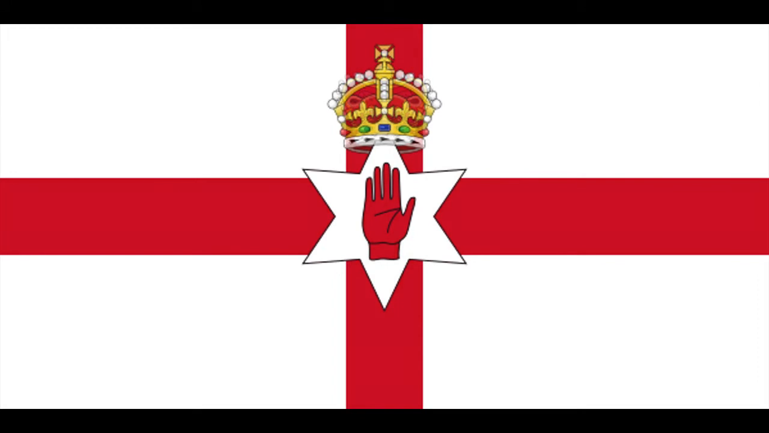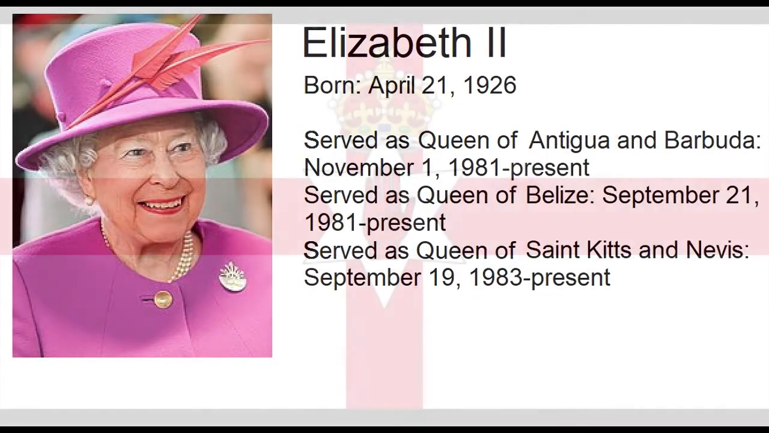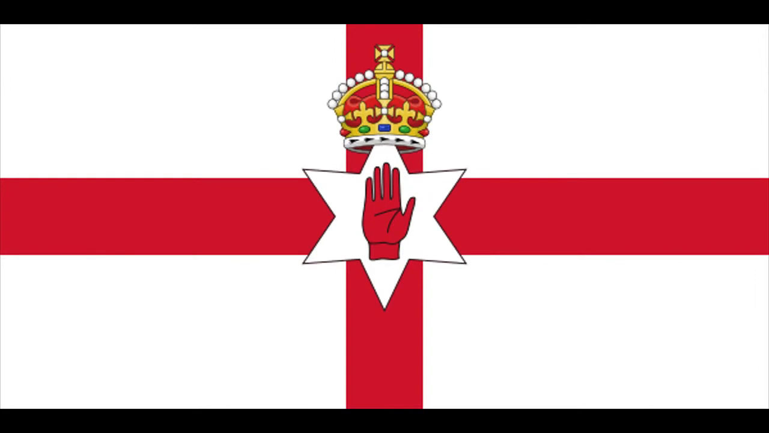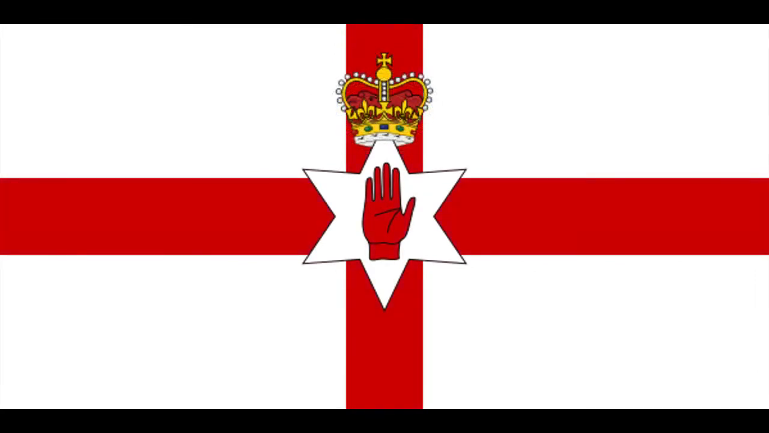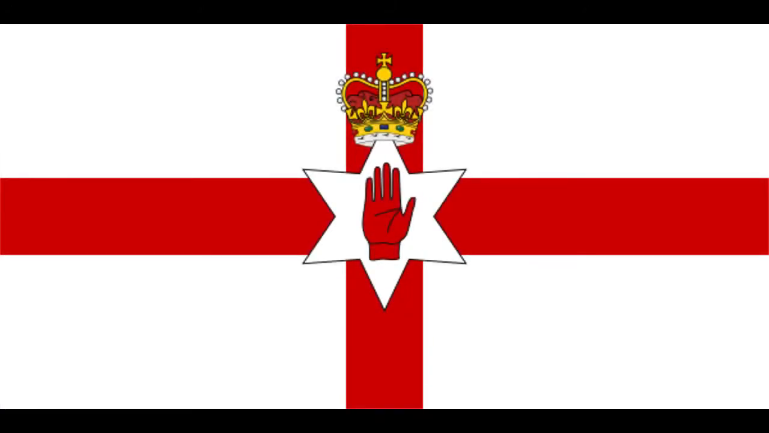From 1924 until 1953, the Ulster Banner had a white field with a red cross containing a 6-pointed star containing a red hand in the center and a crown on top of the star. In 1953, in time for the coronation of Queen Elizabeth II, the Ulster Banner was slightly changed so the crown would look different. The Ulster Banner stopped being used by the Northern Irish government when it was suspended in response to the Troubles in 1972.